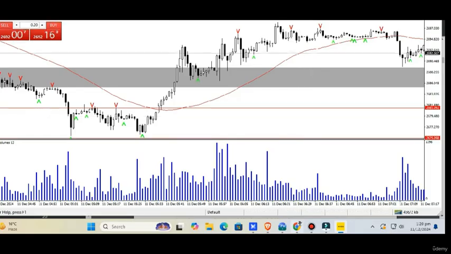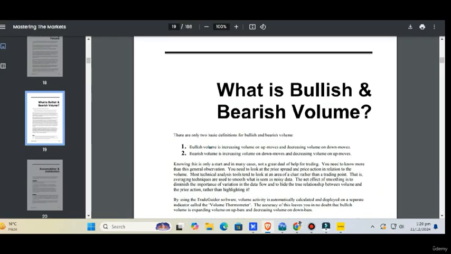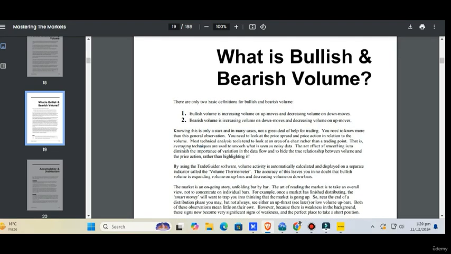Okay, so now let's move into the bearish volume. What is bearish volume? So I will say that don't worry, I will give you all the books which are required, so don't worry about anything. So bearish volume is increasing volume on down bars and decreasing volume on up bars. So it is the reverse of the previous one.